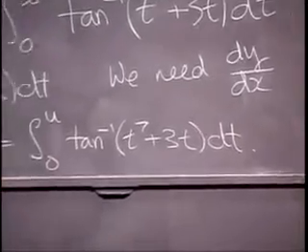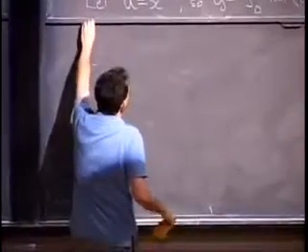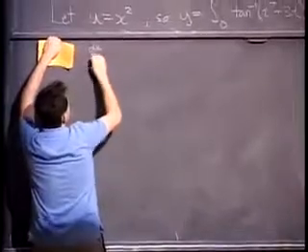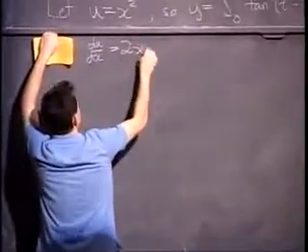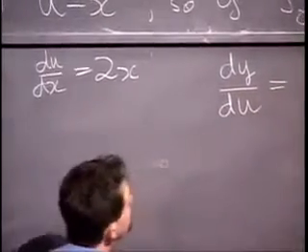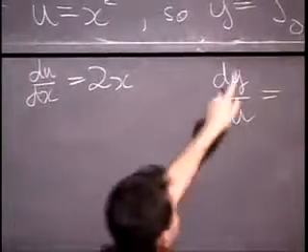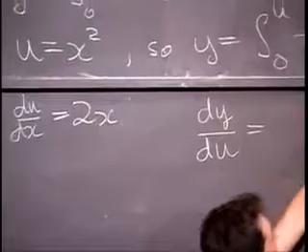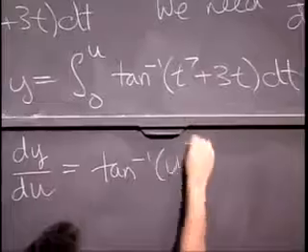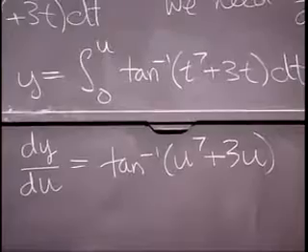Okay, so I haven't really accomplished much so far. Better do a derivative or two. If u is x squared, we can write down du dx easily enough. It's just 2x. And we can write down dy du by using the fundamental theorem in its plain, simple form. Dy du is just this expression, the integrand, but with t replaced by u. It's just the plain vanilla first fundamental theorem type of problem, but instead of x, I've used u.